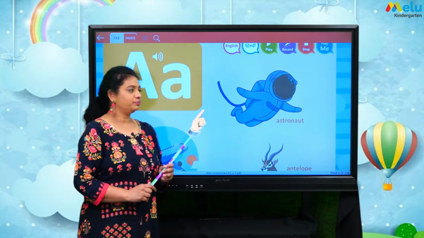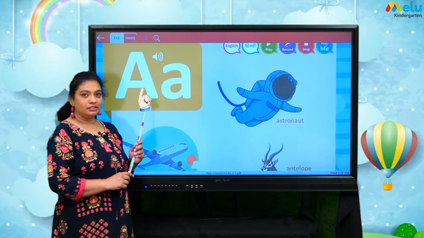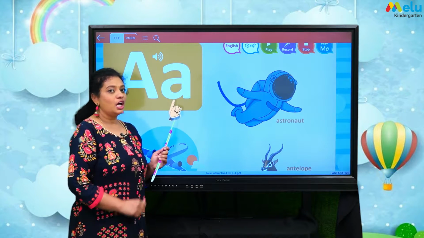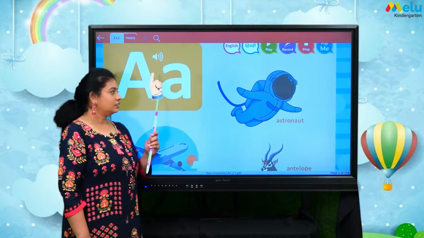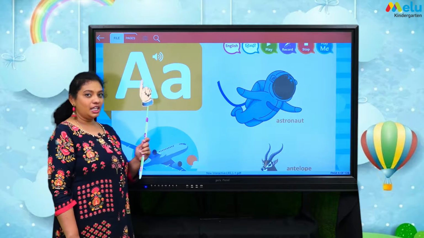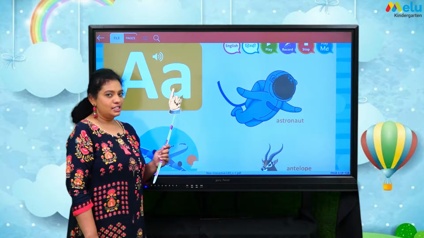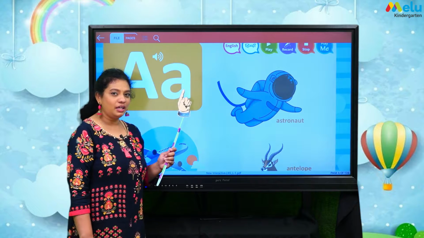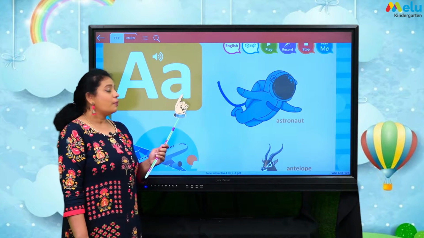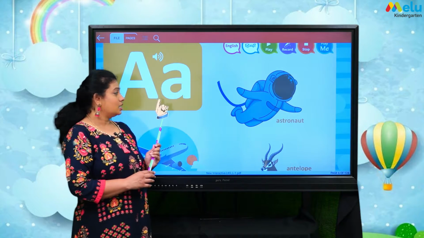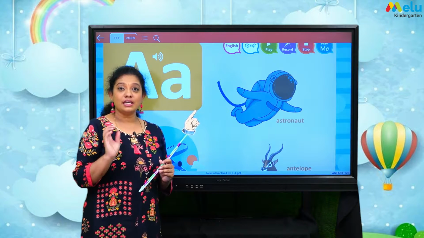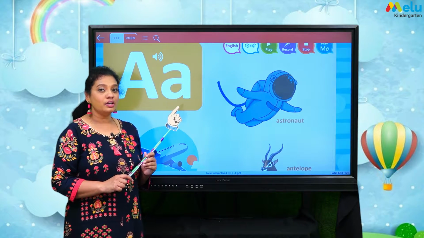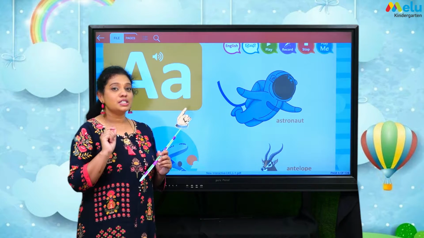Look at the panel. See here. This is uppercase letter A and this one is lowercase letter A. So this is big A and this is small a. And sometimes you can say Mama A and Baby A. Okay children? But the sound of the letters is the same. Though they look different, upper and lower, they make the same sound.